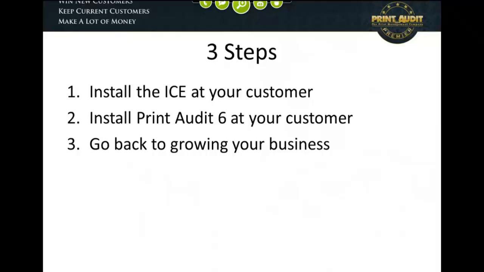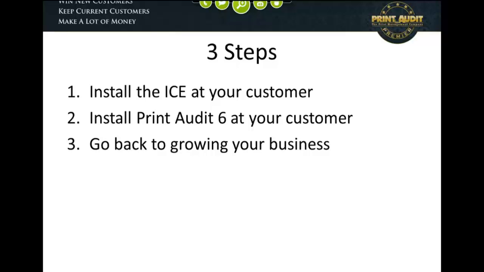So how do you get this done? One of the next things that we had to take care of, again on the time side, was making this as easy as possible. So there's three major steps to this. The first one is installing our network collection agent, which is called the ICE, the Information Collection Engine. And essentially what it does, if you are just looking at the network printers, is go out, pull all the network printers, and bring back the information into the portal as I showed you before.